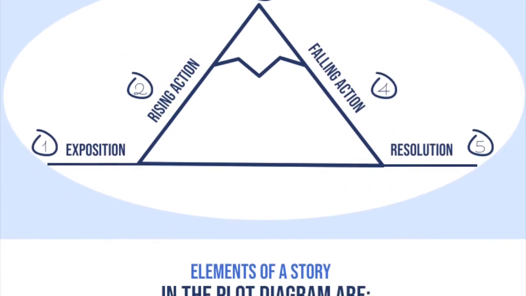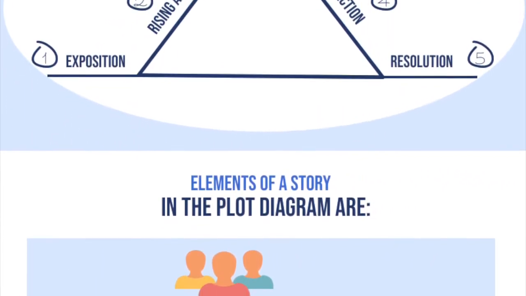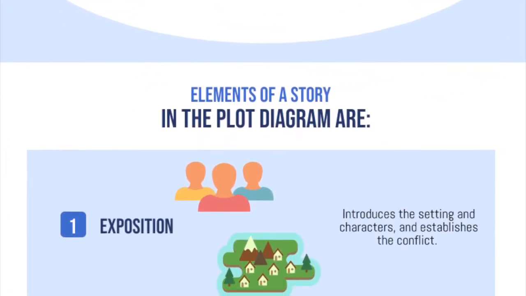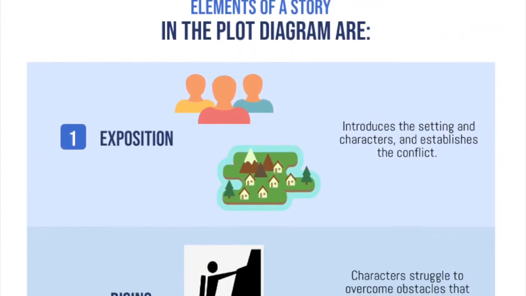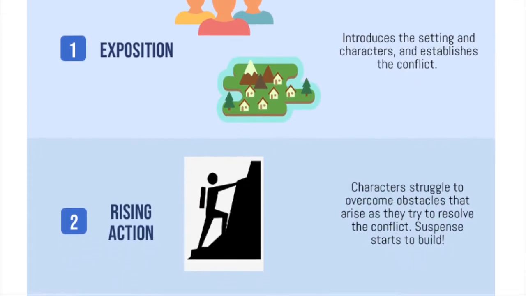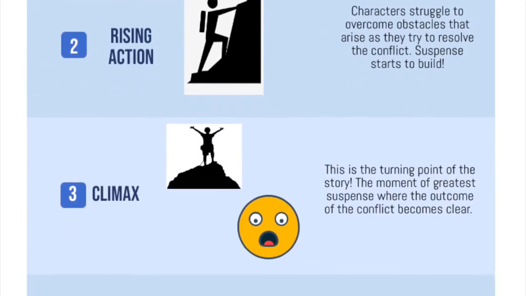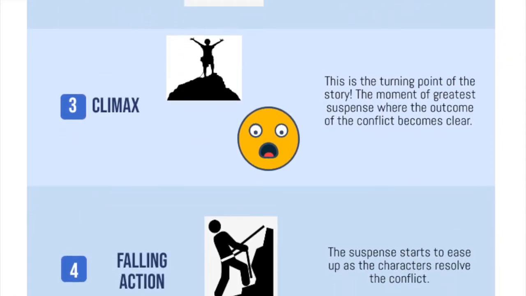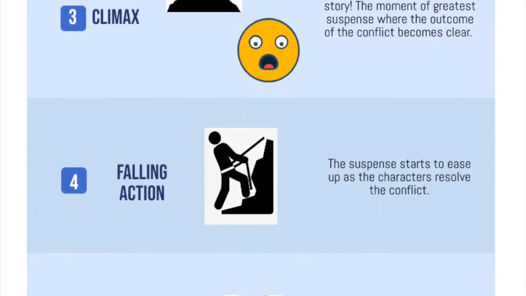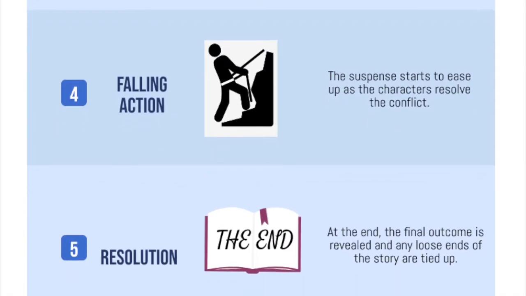With the help of a plot diagram, you will be finding all 5 elements in each story that we read. In a plot diagram, all elements of a story are listed in a mountain-like diagram to give hints if you forget the definitions. The exposition is the flat ground before the mountain to hint that it is just characters and setting. As you climb up the mountain, that is rising action.